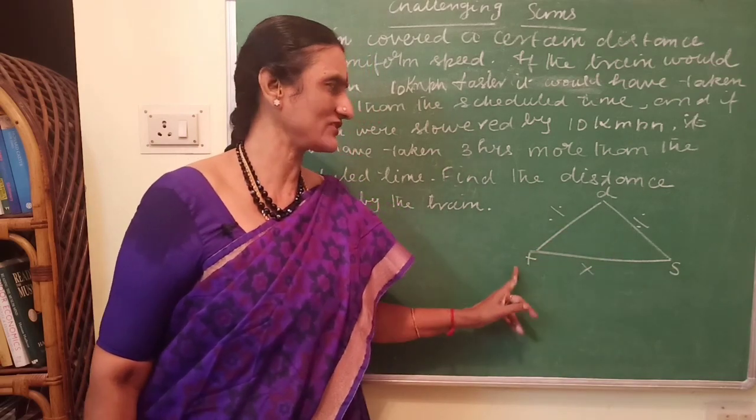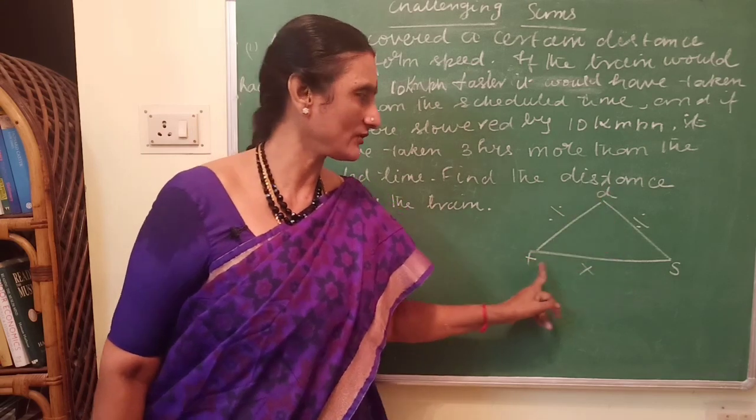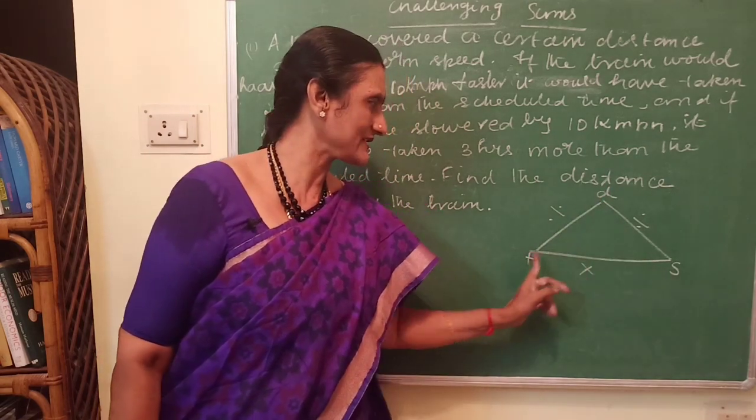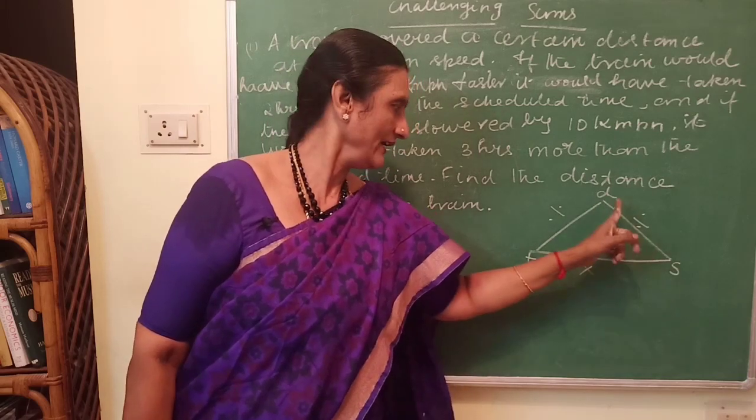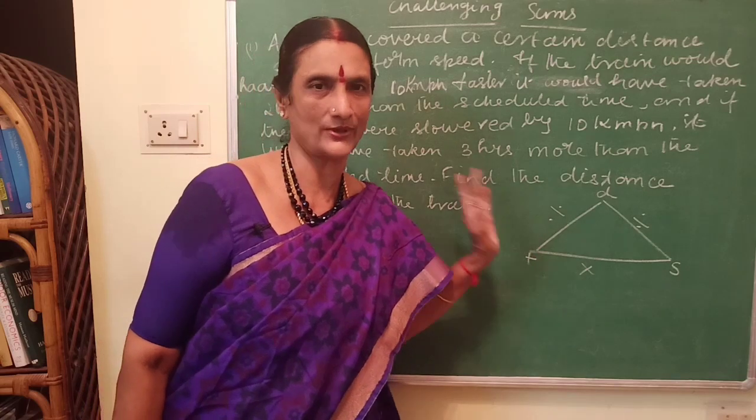S is one vertex, T is one vertex and D is another vertex. So in order to get D, you have to multiply T and speed. In order to get T, you should divide D by S. In order to get S, you should divide D by T. That's how you should do it.